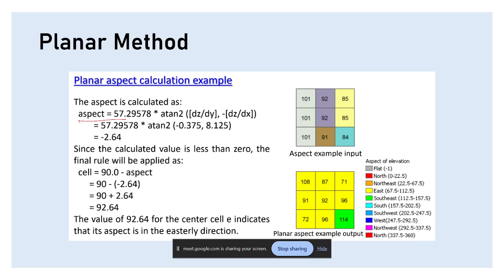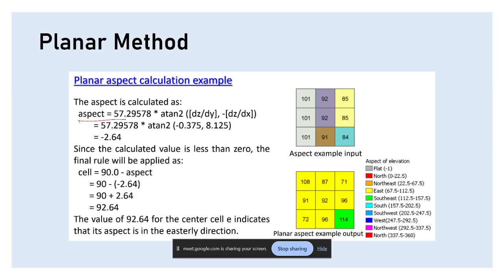Now if you remember, we had several logics, right? If the aspect is greater than 0, less than 0, those things. So here you can see the calculated value is less than 0. So the final rule that you apply here is 90 minus the aspect. If it had been more than 90 or something, then the formula would be different for calculating the cell value. But here since it is less than 0, we are using this formula, 90 minus the aspect value, which is 92.64. So the value of 92.64 for the center cell E indicates that its aspect is in the easterly direction.